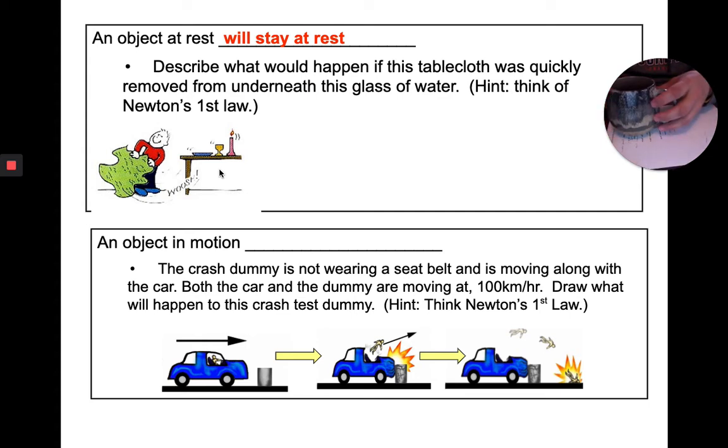So, I have my coffee mug. I have my tablecloth. So if I yank out this tablecloth, okay, what happened? Well, the coffee mug was at rest because of Newton's first law of inertia. Its tendency is to stay at rest. I yanked out that paper, causing it to slide out from underneath, and the coffee mug stayed where it was. That's inertia.